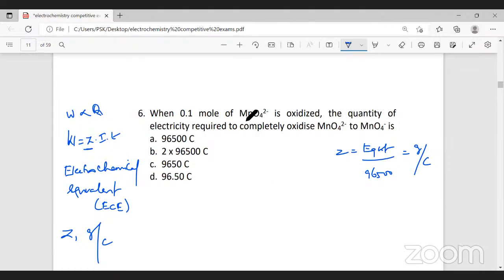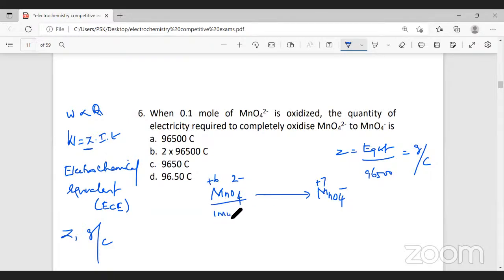Now, when 0.1 mole of MnO4 2- is oxidized, the quantity of electricity required to completely oxidize MnO4 2- to MnO4 - is, they're asking the quantity of electricity. Now, in order to understand this problem, firstly, we will try to understand the reaction. MnO4 2- is oxidized to MnO4 -. Here, the oxidation number of manganese is +6. Here, the oxidation number of manganese is +7.